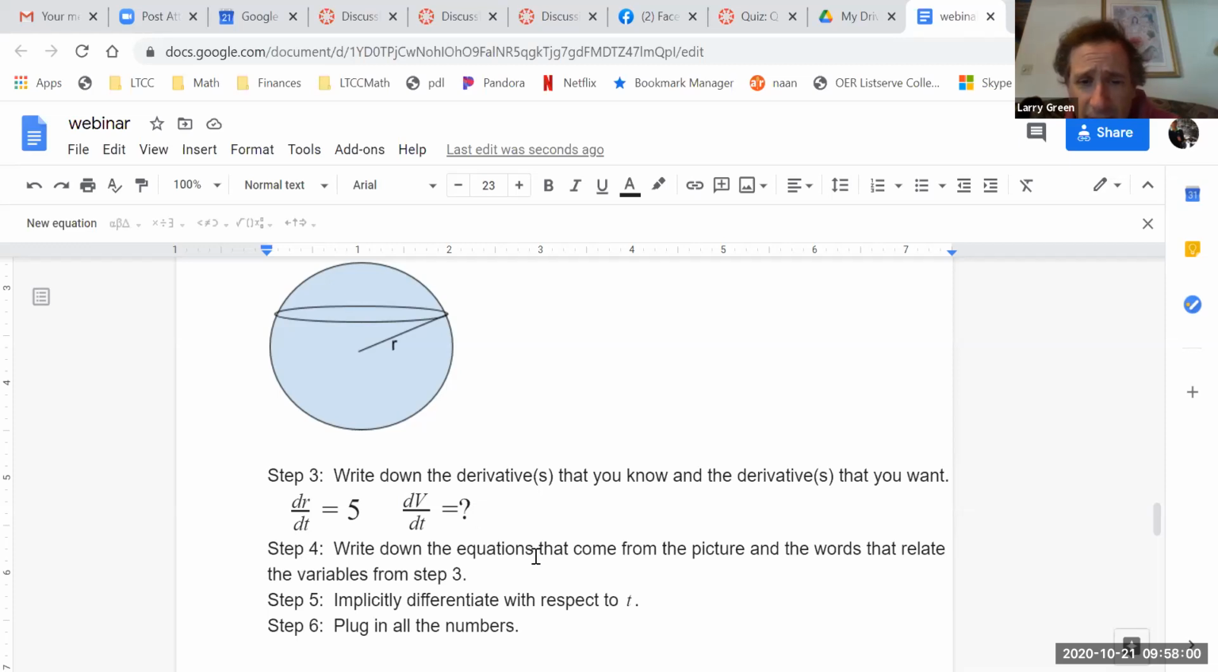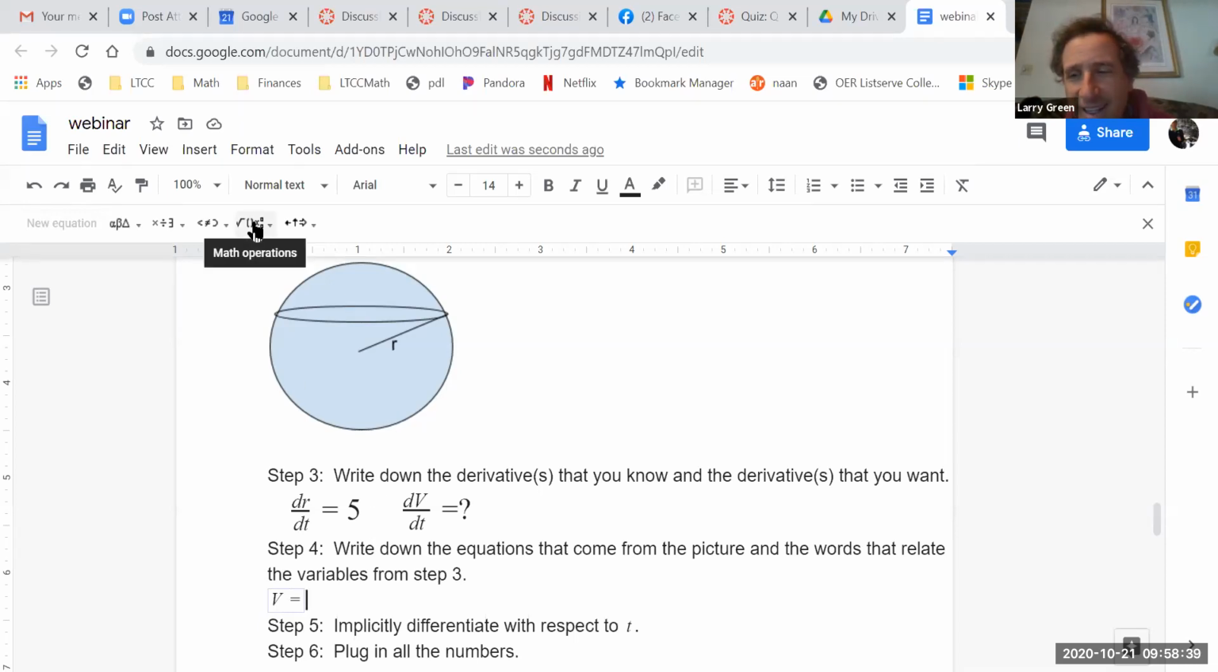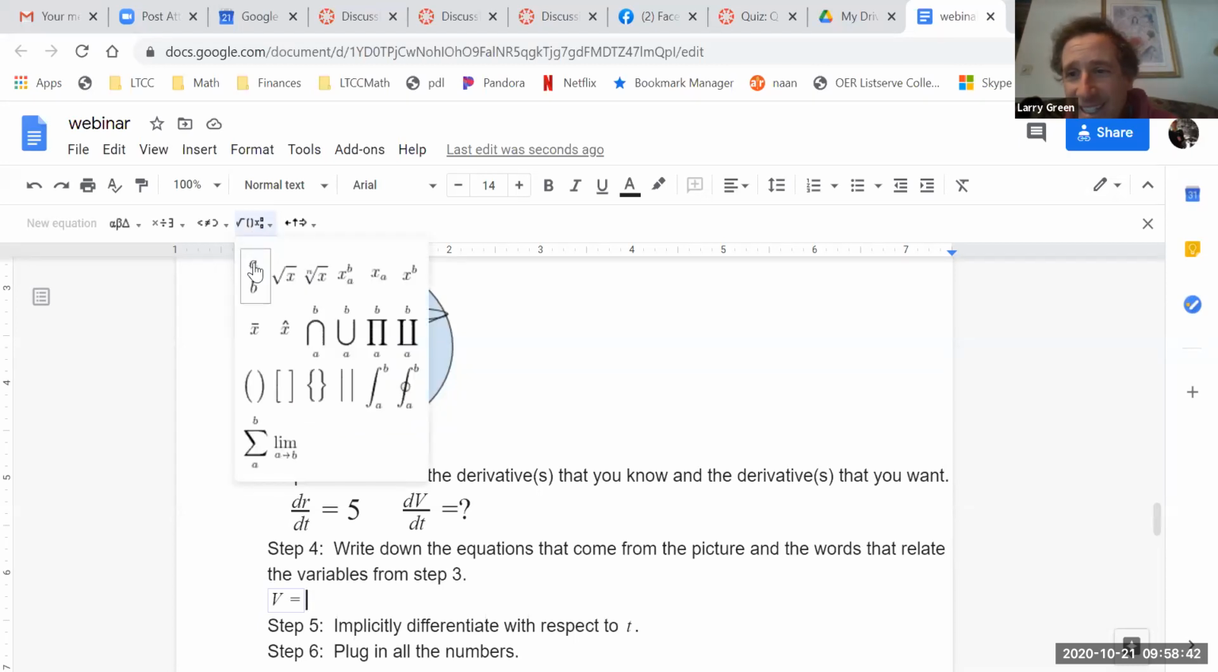Okay, so now write down equations that come from the picture and the words that relate the variables in step 3. Now our variables are R and V. And now comes your memory. You learned this in 7th grade, I believe. You might have used it since, maybe not. What's the relationship between volume and radius? I'll start you out. V equals. Yep, volume of a sphere.